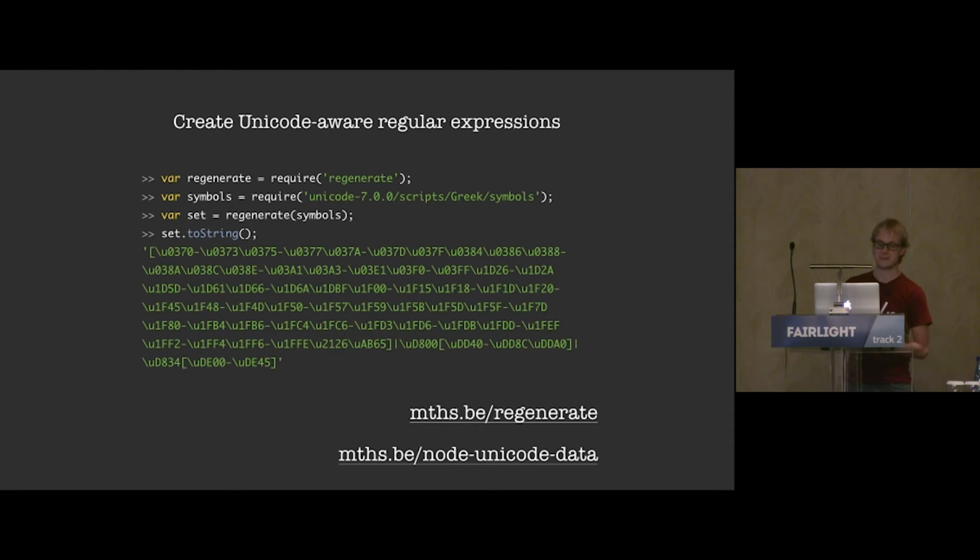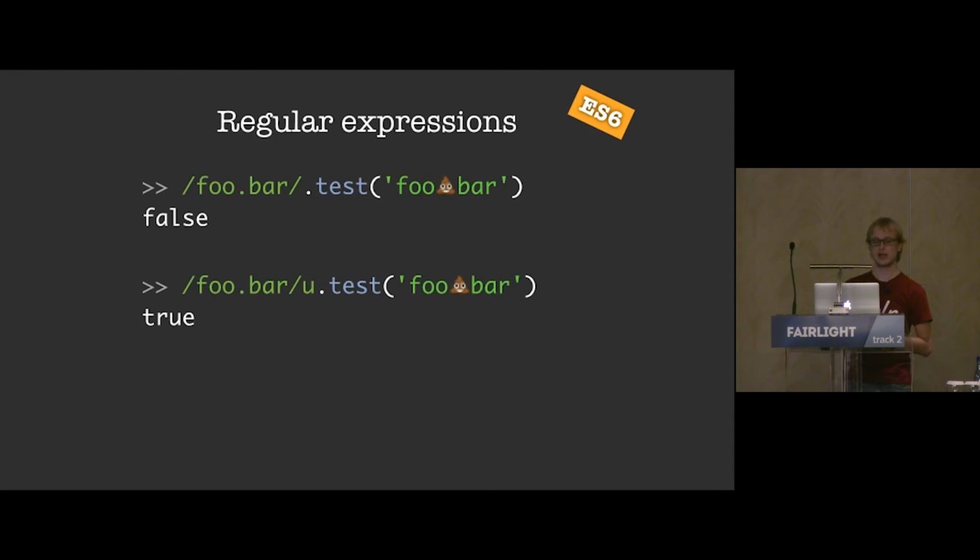But getting back to our problem with the dot operator, we want it to magically match astral symbols as well. How can we make that happen? Well, in ECMAScript 6, there's a new flag for regular expressions, the U flag, which stands for Unicode, and that magically makes the dot operator work more like you would expect it to.